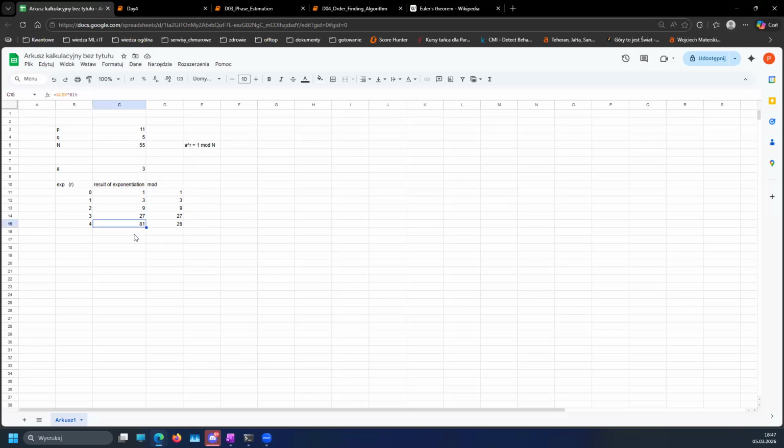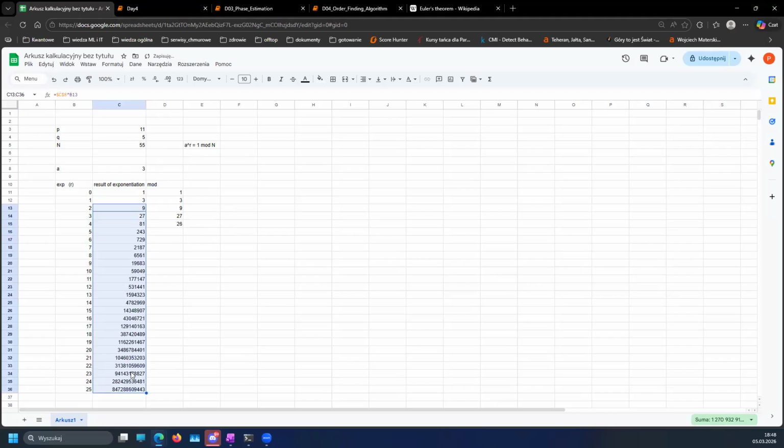Here we have the number 81, which is the first of those numbers bigger than 55. And if we divide it by 55, we will get a remainder of 26. So far, except for 0, none of those numbers meet this equation, yes? So now let's make this table a little bit longer. As you can see, those numbers are getting big pretty quickly, despite we started from number 3.